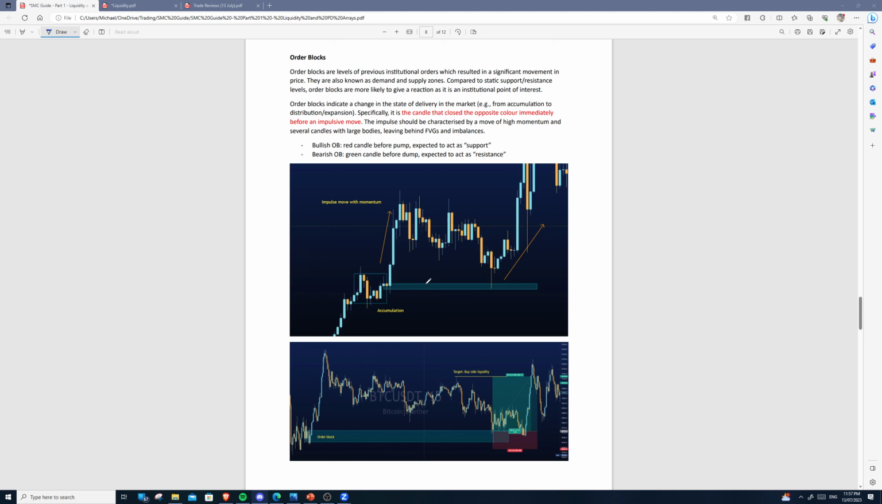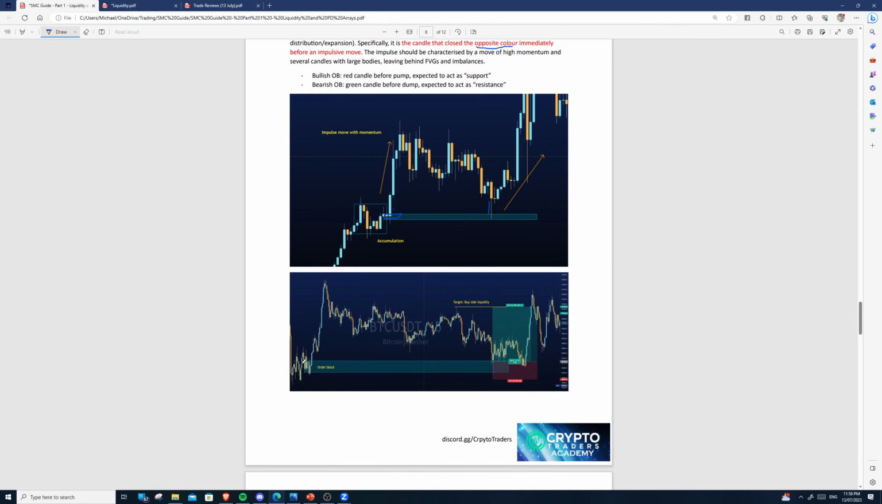Specifically, the order block is just the candle that closed the opposite color immediately before an impulsive move. Look here, we have a very strong move to the upside, and then a red candle that closed before this impulsive move. So this level is the order block. You can see the price wicked down to this order block and then bounced very strongly towards the upside for continuation.